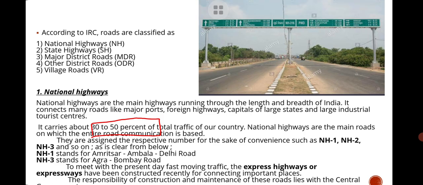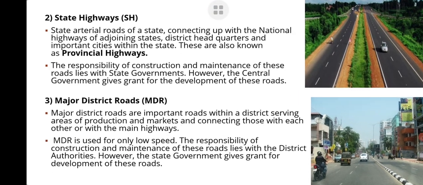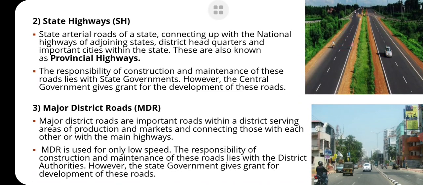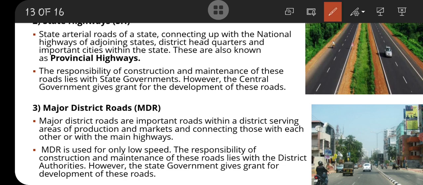Then what is state highway? State highways are the roads which are like national highways. This is a picture of a state highway. State highways are the roads which connect the states with national highways and adjoining states, meaning neighboring states, and district headquarters and important cities within the state. They are also known as provincial highways. The responsibility of maintenance and construction of these roads lies with the state government. However, the central government gives grants for the development of these roads, and the development is recommended by CRRI and IRC.